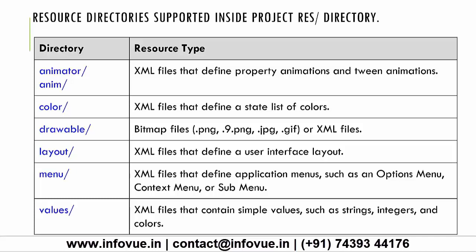These are the resource directories which we have. The anim directory will contain all the animation files of your app which you are using in your Android app. The color directory will contain all the color resources which we are using in your app. The drawable will contain all the images and graphics related resources. The menu will contain all the menu files which you are using in your Android app, and values will contain all the simple values such as string, integers, colors, etc.